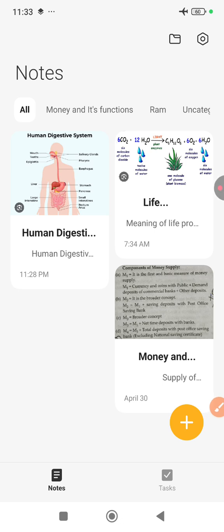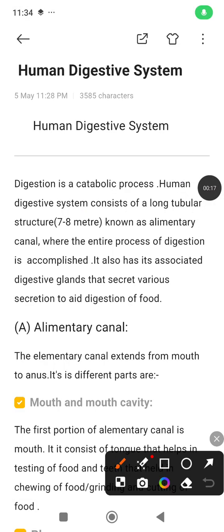Dear friends, today I will discuss one of the most important topics from class 10's science curriculum. So let's get started. Today's topic is the human digestive system.